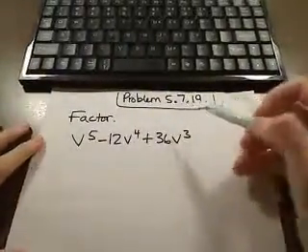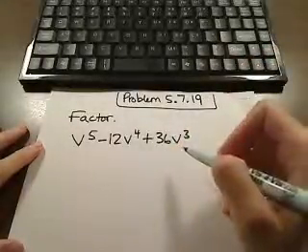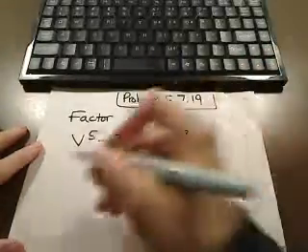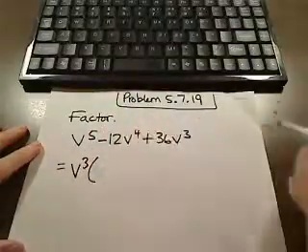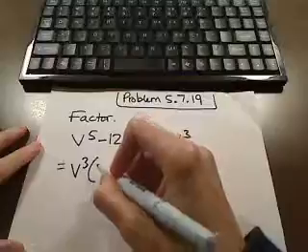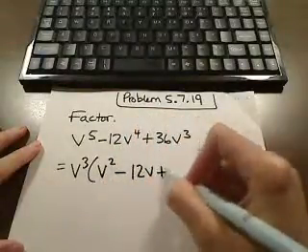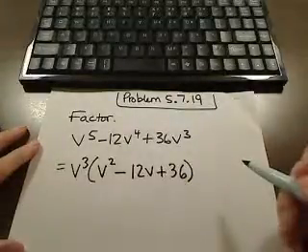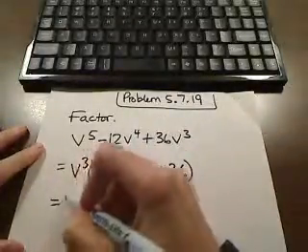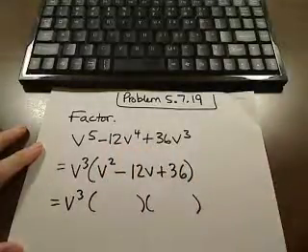Okay, this is problem 5.7.19, and we're asked to factor, and we always want to start by factoring out a greatest common factor. So in this problem, the GCF is v cubed. When I pull that out, I'm left with v squared minus 12v plus 36. Okay, and the inside is a trinomial, so we're going to factor that, or see if it factors further, by the trial and error process.